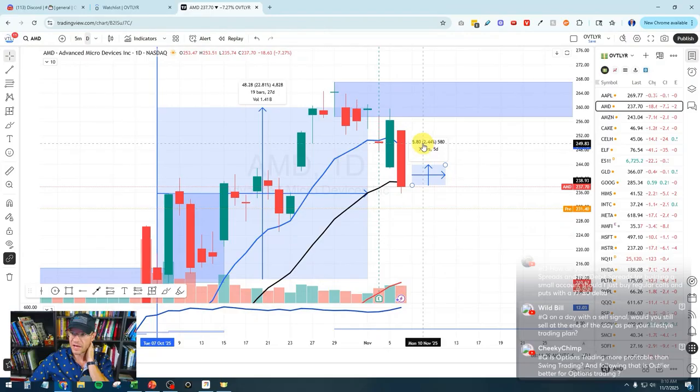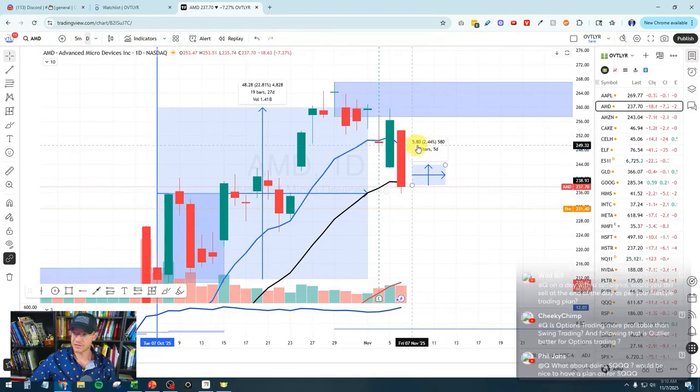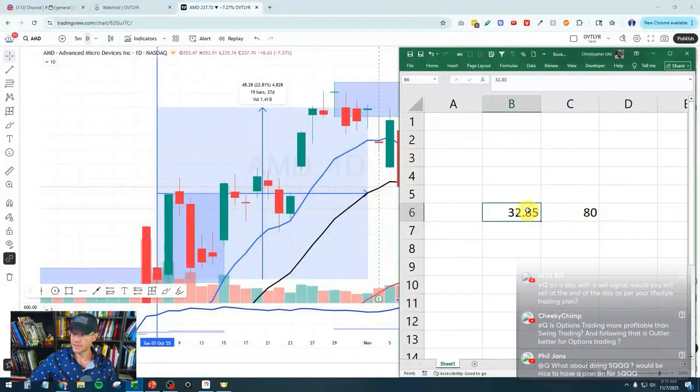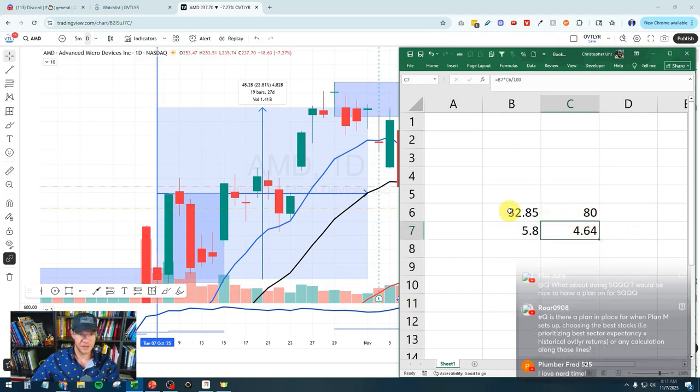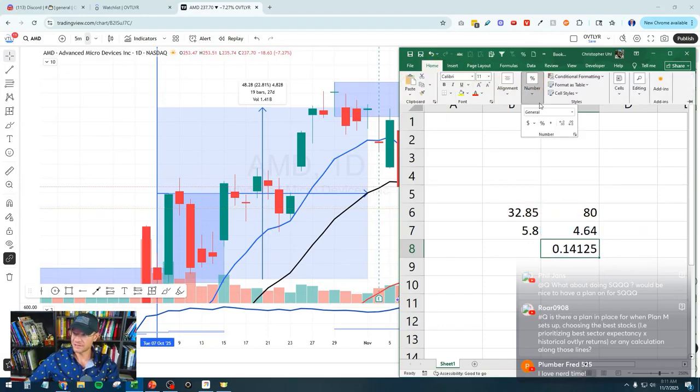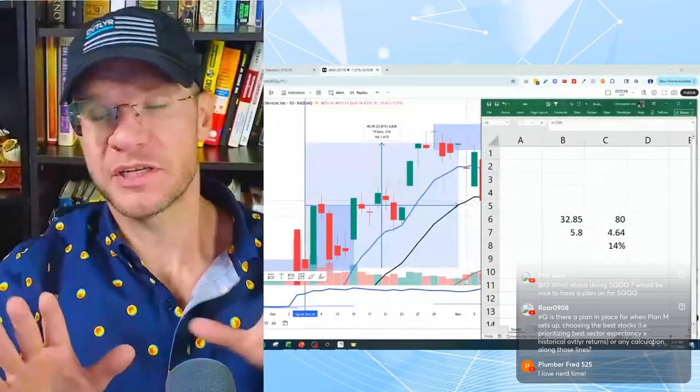So if AMD moves for the average result on this by 2.25%, we'll round it to 5.8. If AMD goes up 5.8, your delta means you got 80% of that move, times this divided by 100. You got $4.64 of gain on this option, which gives you, this divided by this, a percentage gain of 14%. 14% gain.